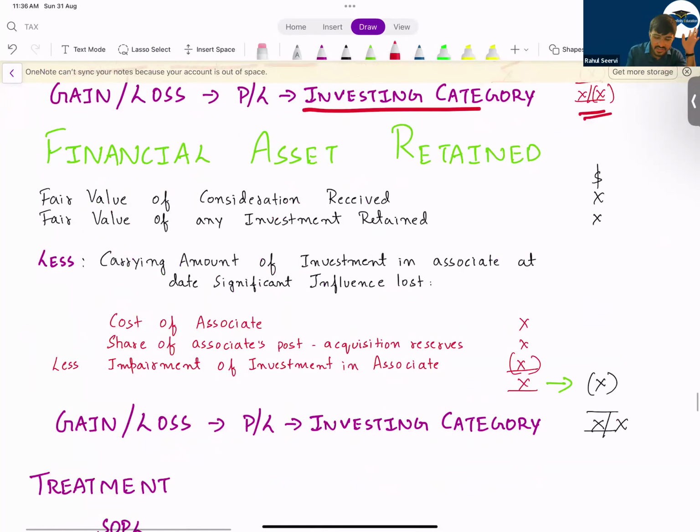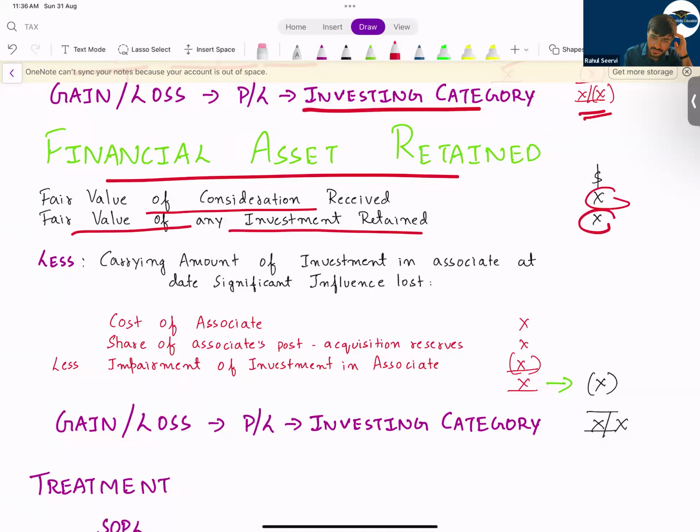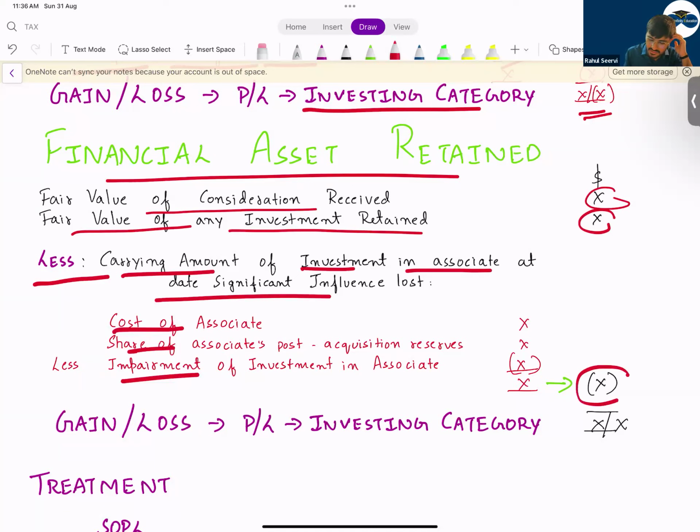Now I say a financial asset is retained. That means from 35 percent you are going to 10 percent. Then take the fair value of the consideration received plus the fair value of any investment retained, less the carrying amount of the investment in associate. Whatever is the balance will be a gain or loss in the investing category. And the remaining fair value will be treated as per IFRS 9.